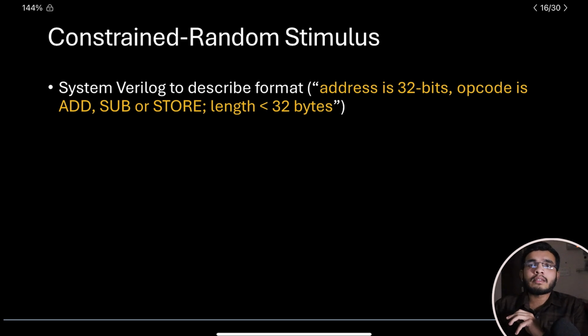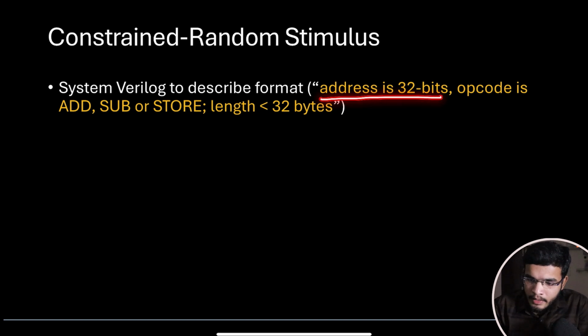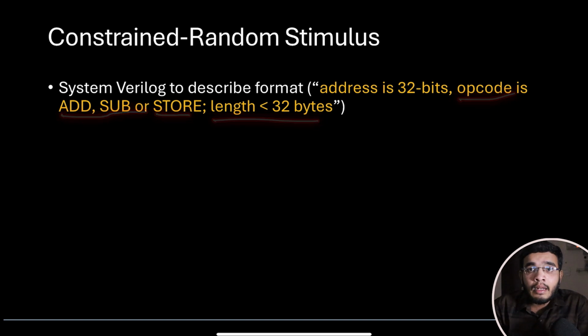So when I am saying this constrained random stimulus, what this actually implies is, although you want the simulator to generate the stimulus, you don't want to make it totally automatic. You want to mention certain constraints here, like address is 32 bits, opcode maybe add, sub or store, length might be less than 32 bytes. All those things you have to mention. You have to model all these things to make this consistent, not exactly random in all the cases.